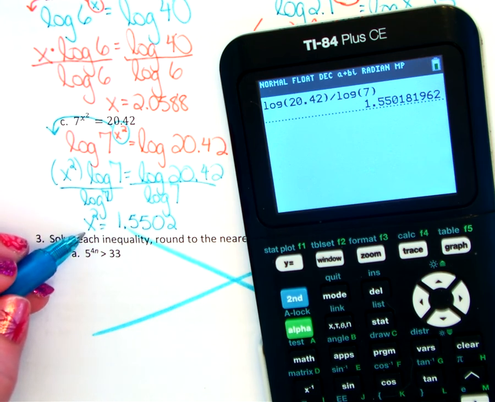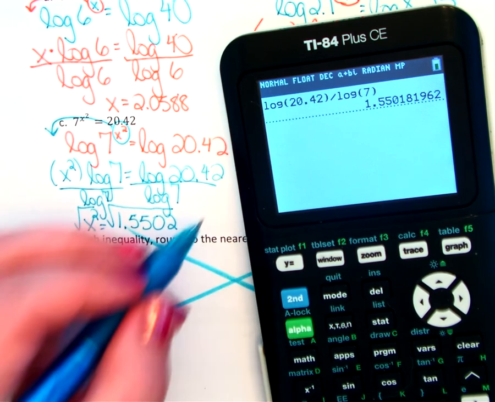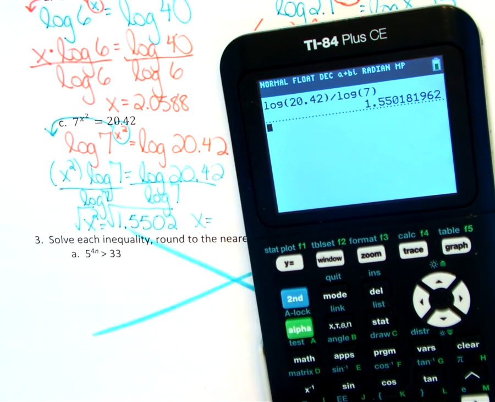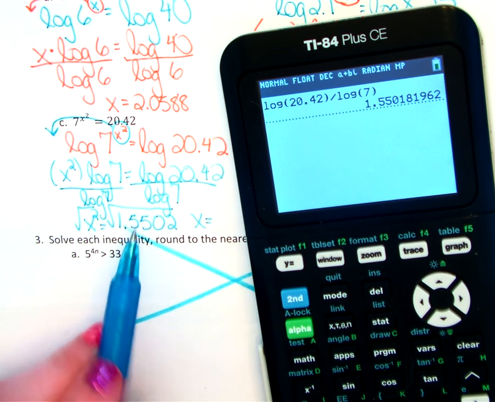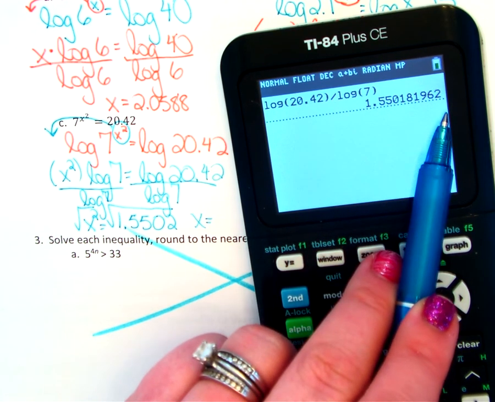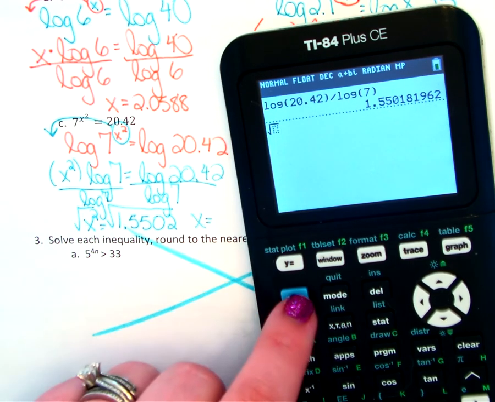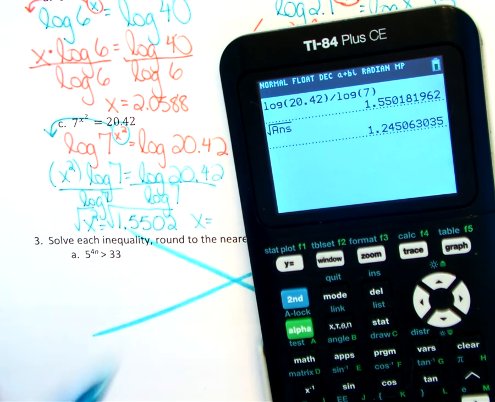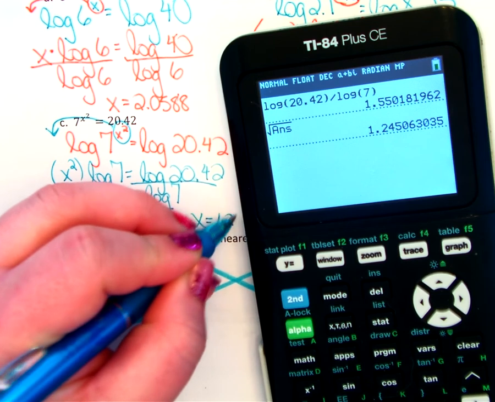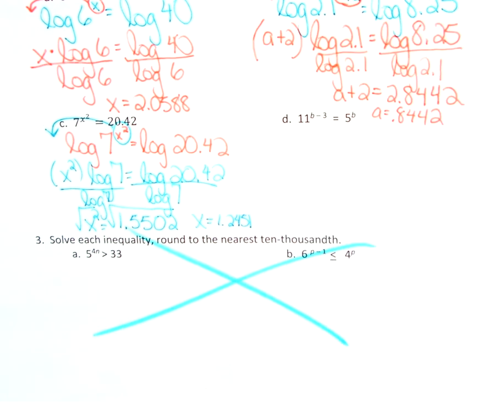Now I need to get this x by itself, and I do that by square rooting both sides. So we have x equals, and I don't want to just type this number into the calculator because that's a rounded number. I want to use this whole number from my calculator. So I'm going to press second square root and then second answer. Answer is the negative button. So my final answer is 1.2451.